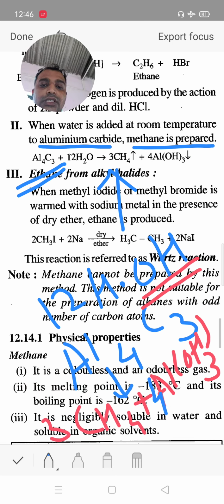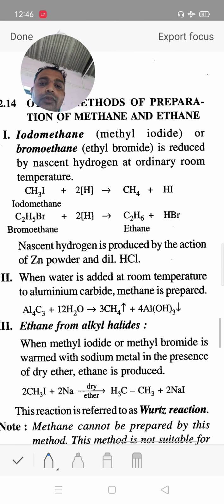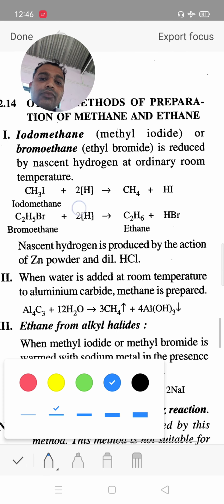Therefore, when aluminum carbide reacts with 12 molecules of water, it gives methane molecules and 4 molecules of aluminum hydroxide as a byproduct. This is a method for preparation of methane gas. First we discuss the methane formation.